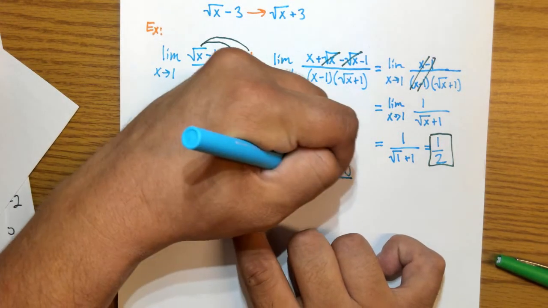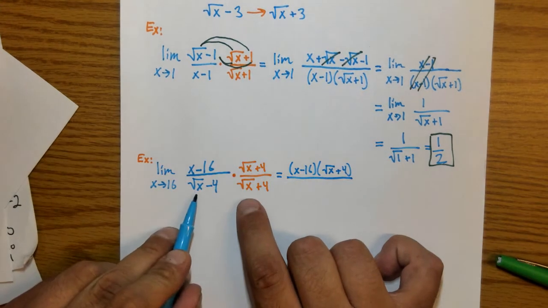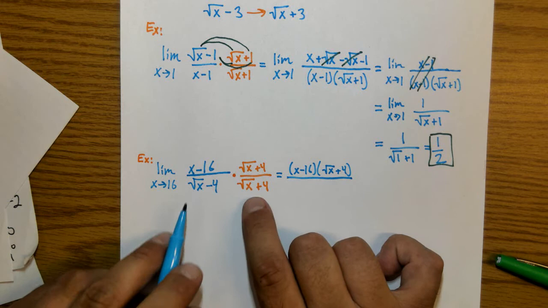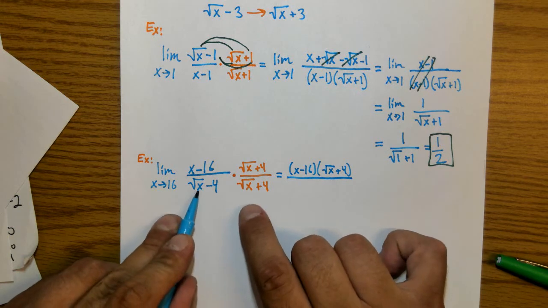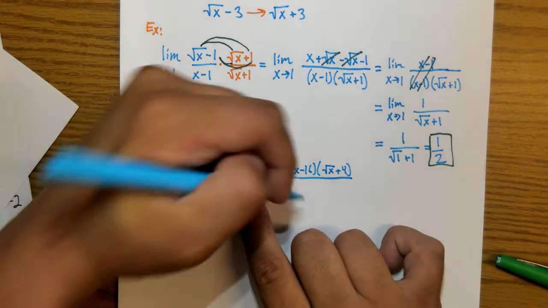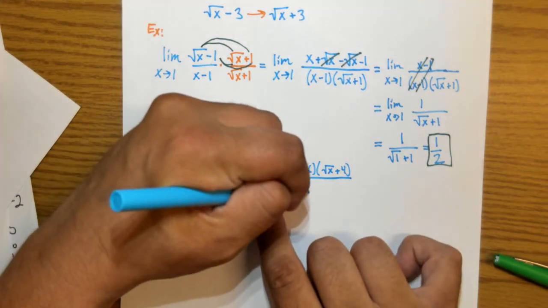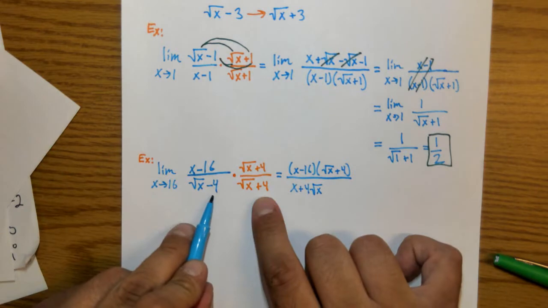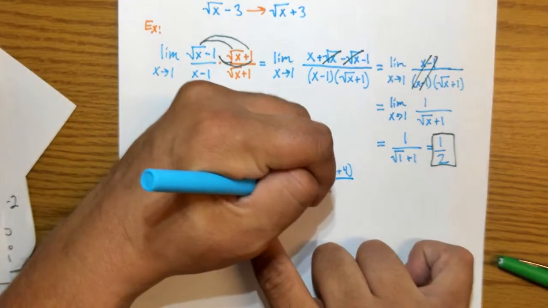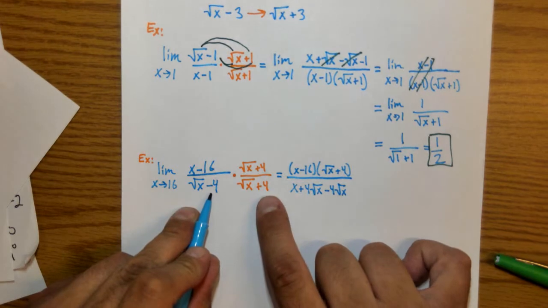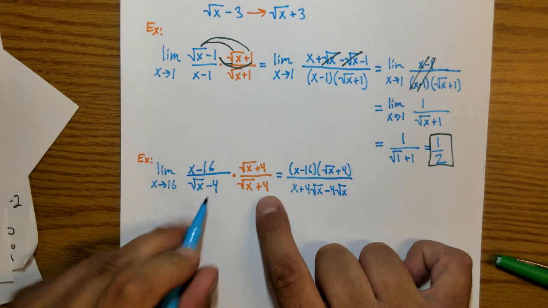I only want to multiply out the side that has the two square roots. Now again, we're going to FOIL this. So the square root of x times the square root of x is x. Square root of x times 4 is plus 4 square roots of x. And then negative 4 times the square root of x is negative 4 square roots of x. And then negative 4 times 4 is negative 16.